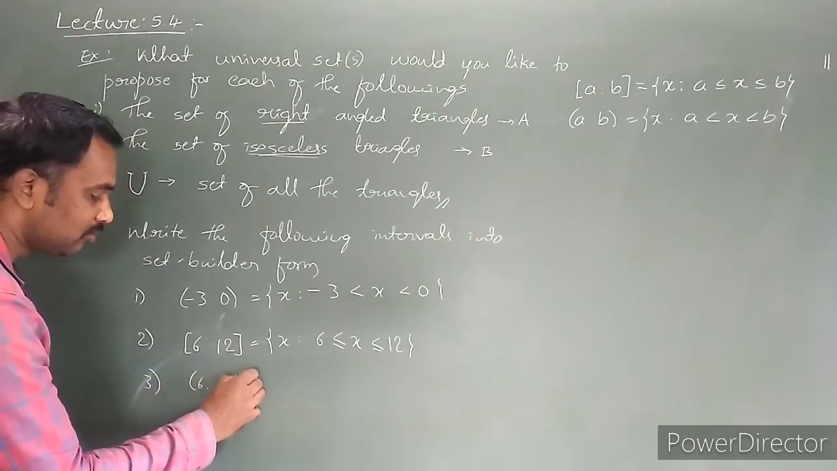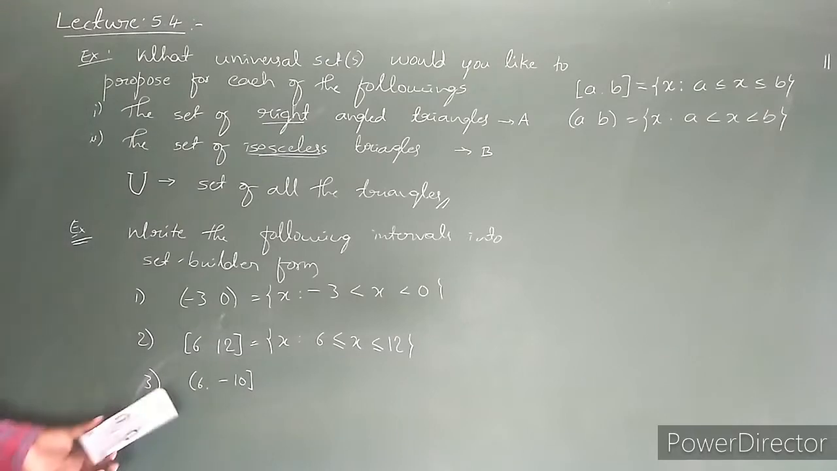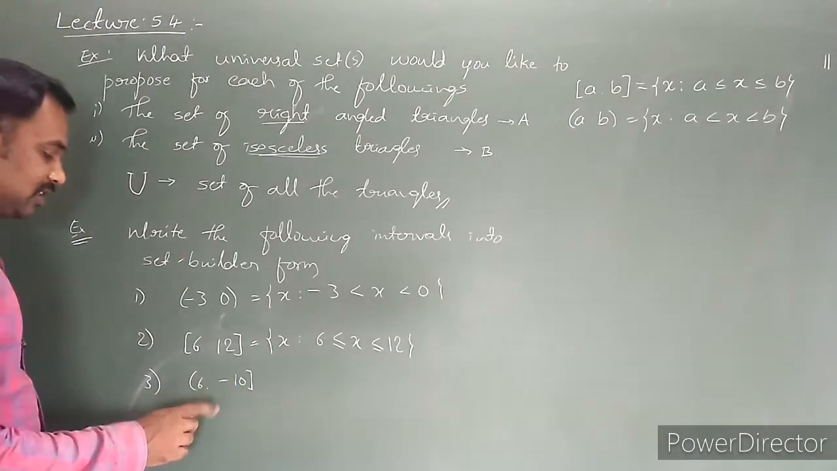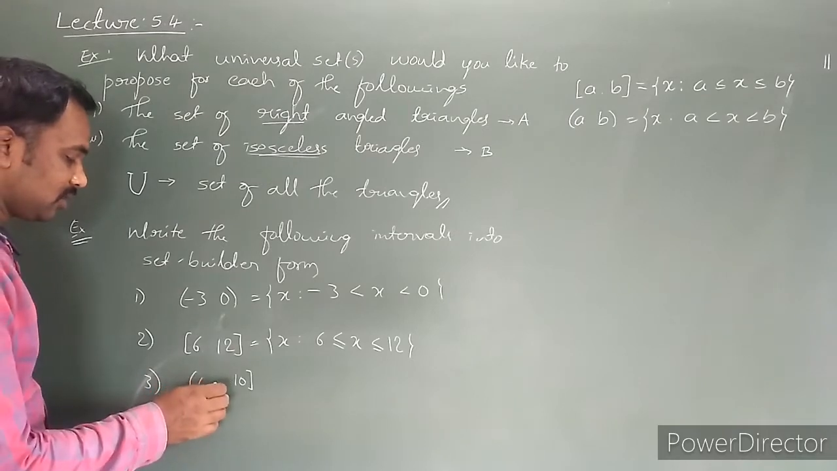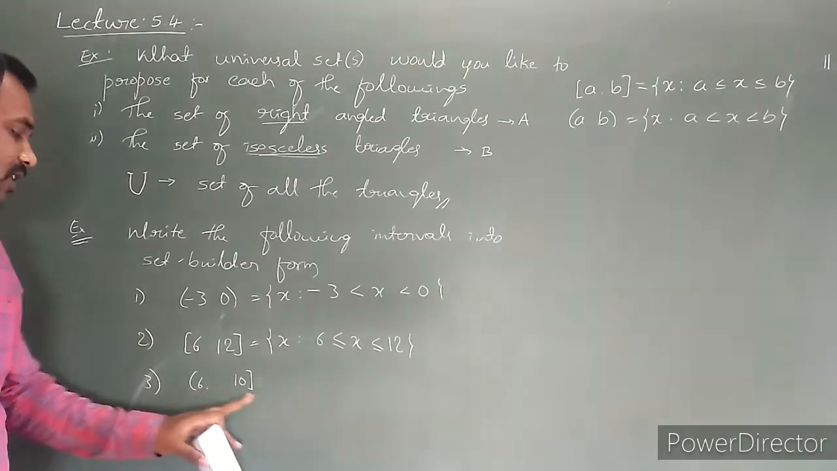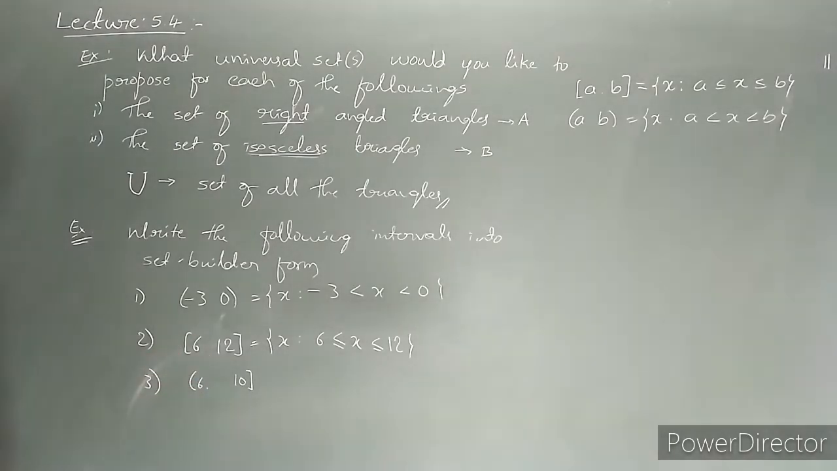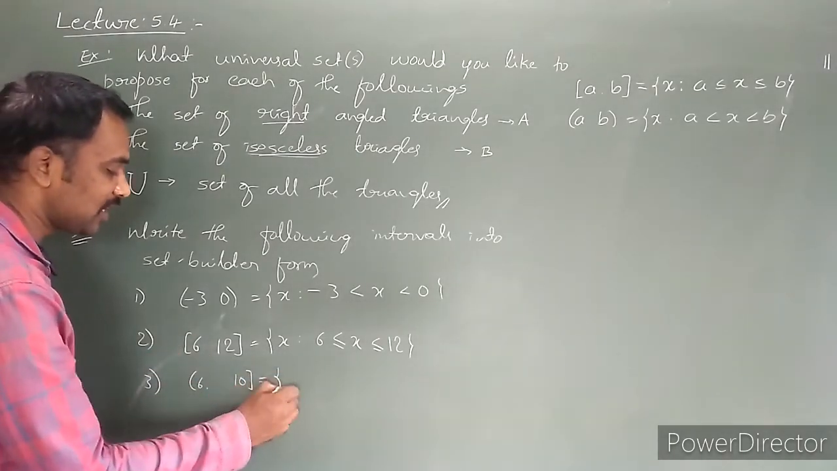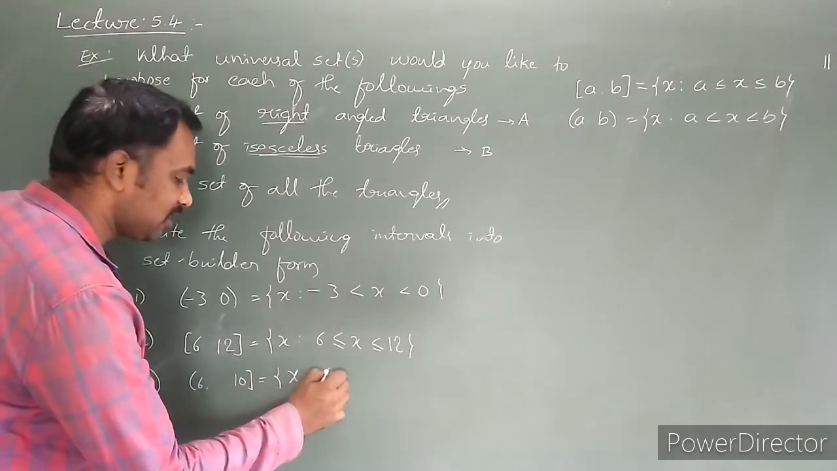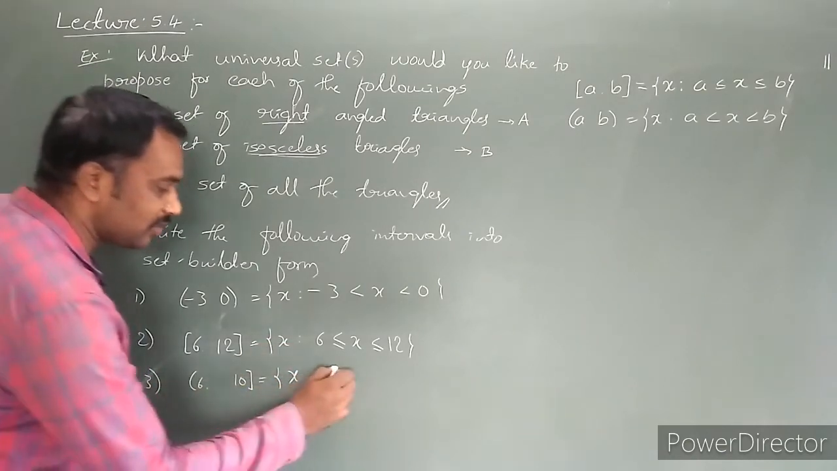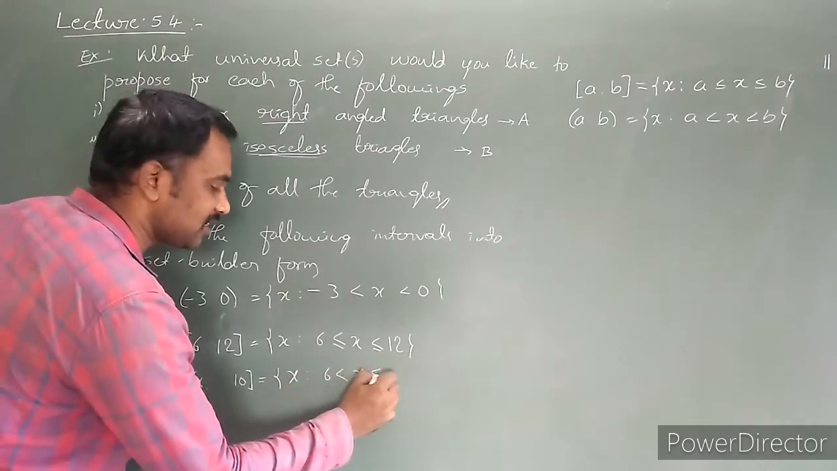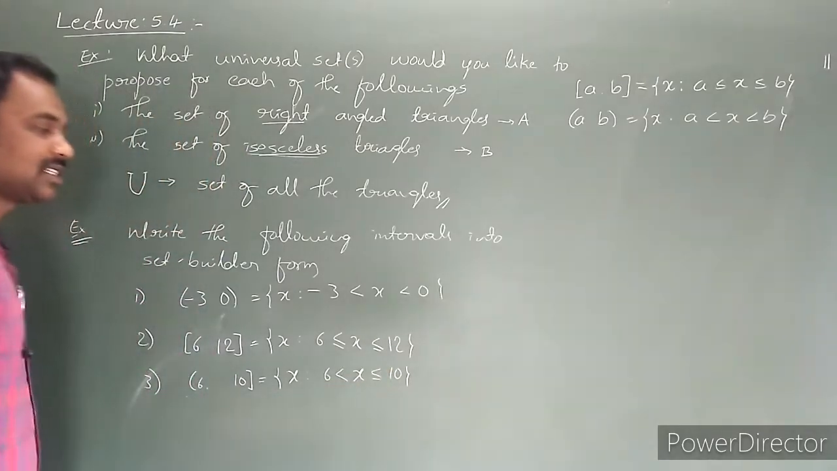Semi-open closed interval 6, 10. How do I write this one? We can write x such that, what are the values of x we can take? 6 is not included, so strict inequality, 6 is less than x, and x is less than or equal to 10, since 10 is included, so slack inequality.